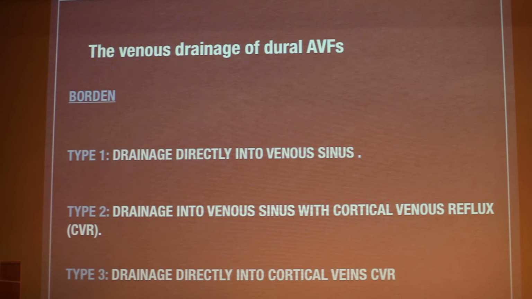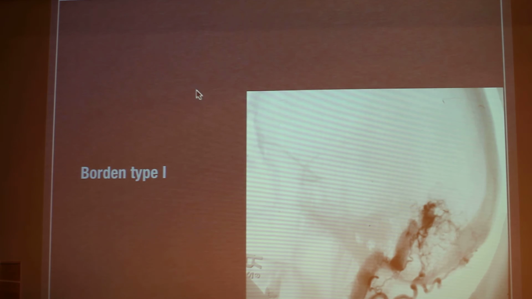Type 1 is those people that drain straight into the sinus and from there out of the head, and usually it doesn't frighten anyone. Type 2 drains into the venous sinuses, but from there, as I showed you with the lady with the thrombosis, it goes up into the brain with cortical venous reflux, and then we have the third, which goes straight into the brain.